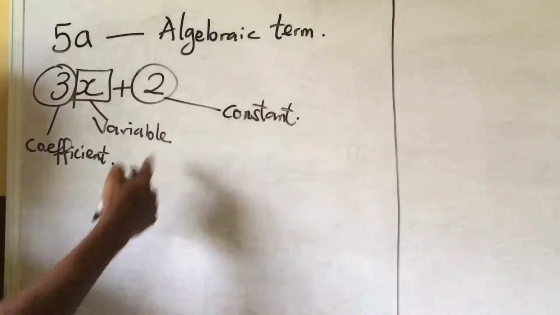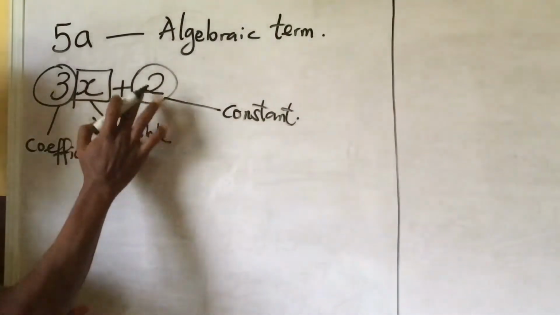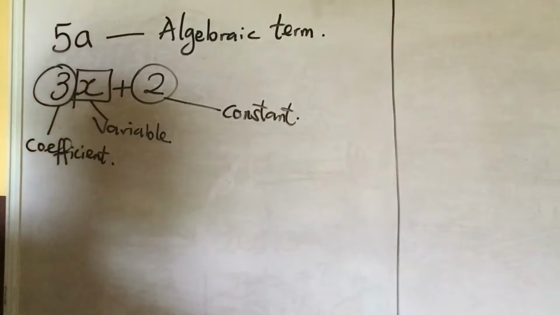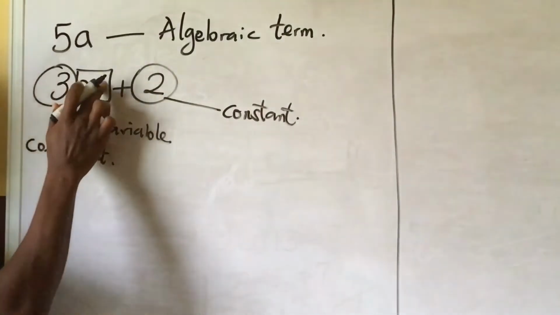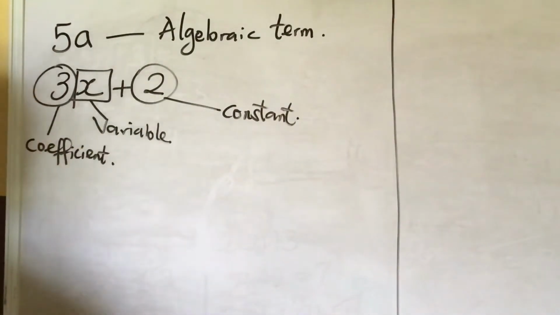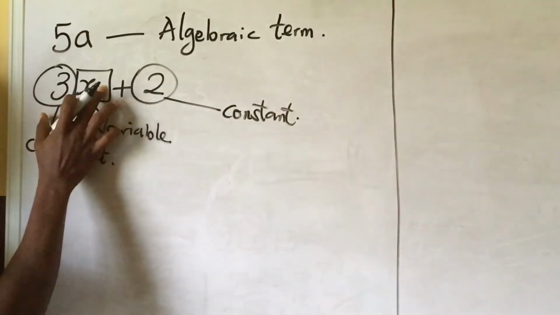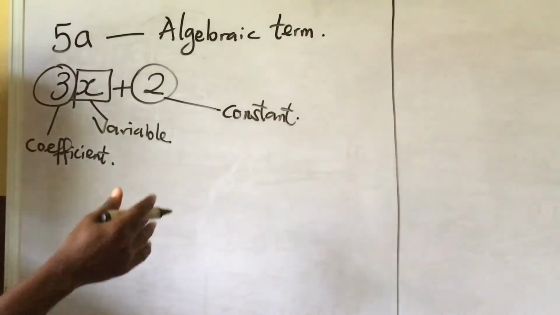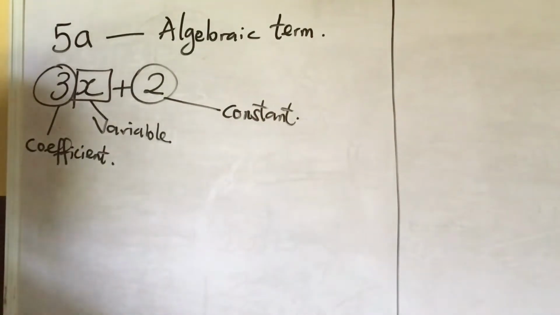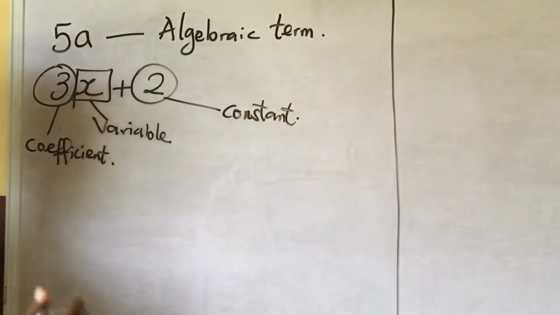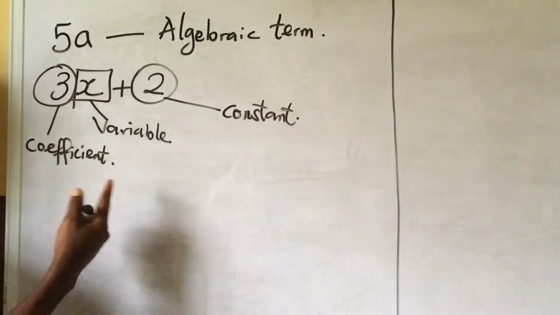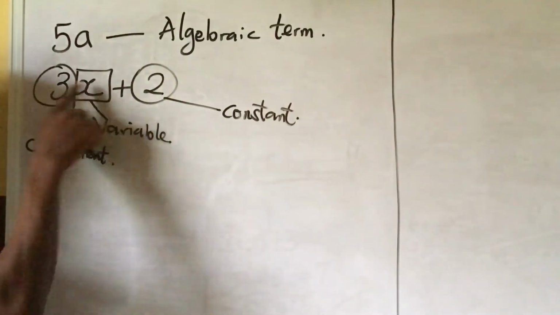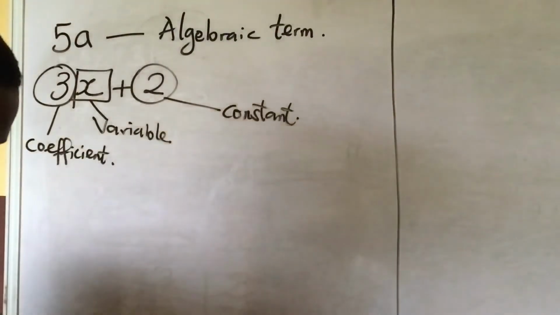Okay, why is it called constant? Constant in the sense that this number here cannot change. It is 2 and it will remain 2. But why is this called variable? Variable because this can be any number. It can be 2, it can be 1, it can be 3, it can be 5, it can be any number at all. And this 3 is called coefficient because it is the number preceding the variable. I hope you understand that.